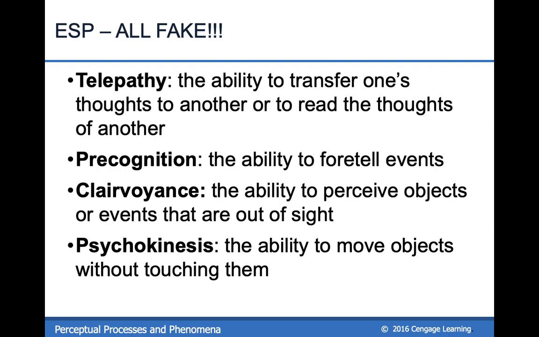Telepathy is the supposed ability to transfer one's thoughts to another and to read the thoughts of another person. This comes up in shows like America's Got Talent quite a bit, or you'll see it on different social media. Precognition is the ability to foretell events. Clairvoyance is the ability to perceive objects or events that are out of one's sight. And psychokinesis is the ability to move objects without touching them. That's like Eleven in Stranger Things. She has psychokinetic abilities, I think is what you say. Again, these are 100% fake.